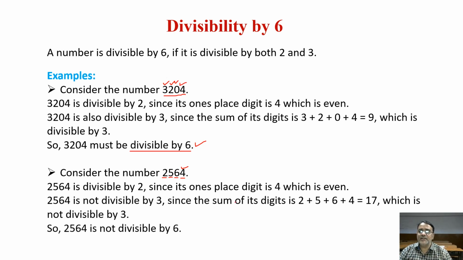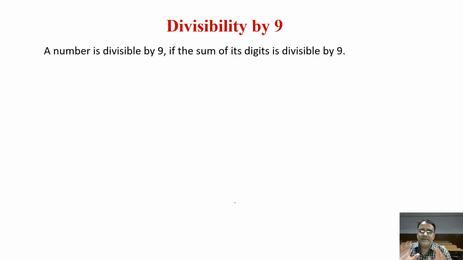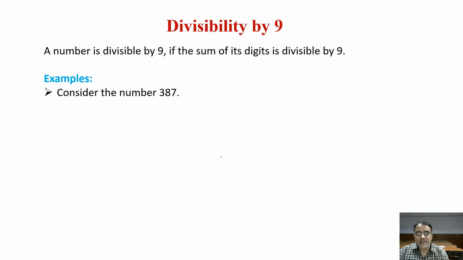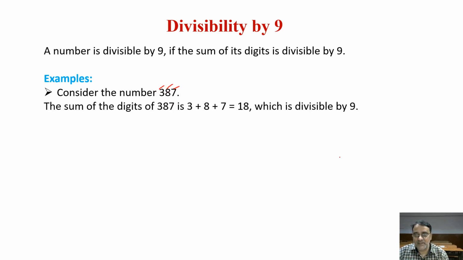So now we are moving to the divisibility test by 9. A number is divisible by 9 if the sum of the digits is divisible by 9. Similar as 3, 3 का भी ऐसी similar condition था. So we'll see one example. See, 3 plus 8 plus 7, 18 आ रहा है. And 18 is divisible by 9. So the number is also divisible by 9.